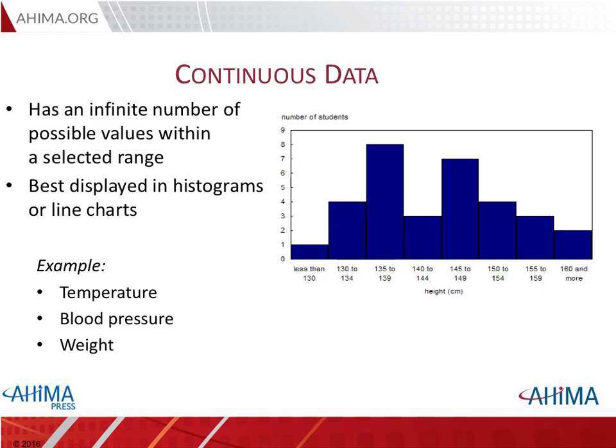Continuous data assumes an infinite number of possible values. This example shows the range of the height of our students in centimeters. There is one student who is less than 130 centimeters tall, and 8 students are between 135 and 139 centimeters tall. Our data is continuous because our student's height could have been anywhere in this range. In reality, a student may be 136 and a quarter centimeters or 158 and 7/8 centimeters tall. The possibilities are endless. This type of data is best displayed with a histogram as displayed on this slide.